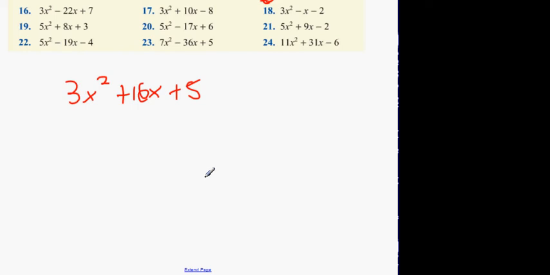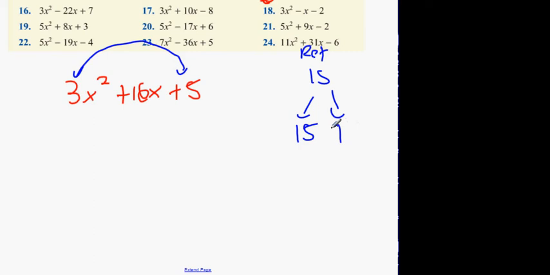Does anybody remember what step 1 is here? Multiply 3 by 5. You get a reference of 15. Okay? Once you've done your reference of 15, what do you do next? 15 and 1. Okay? Because 15 plus 1 gives you 16. Now, does anybody remember the next step? 3x squared plus 15x plus 1x. And then, does everybody see what I did there? You split it in half. Do you understand? Now, does it matter if the 1 comes before the 15x? No, you'll still get the same answer.